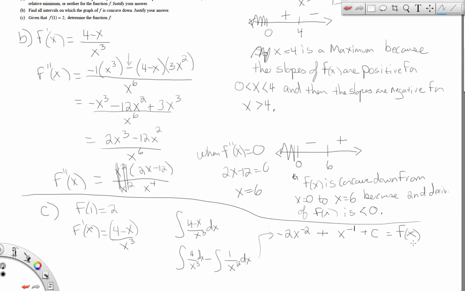I have an initial value of (1, 2). So I plug it in, I get negative 2, and then 1 is here. X is 1, 1 to the negative 2 is just 1. Plug in 1 to the negative 1 is just 1, plus c equals 2. So it looks like I'm going to add 2 and subtract 1. So it looks like c equals 3.